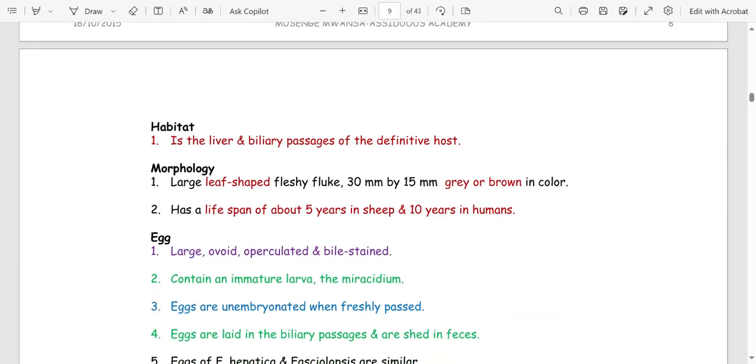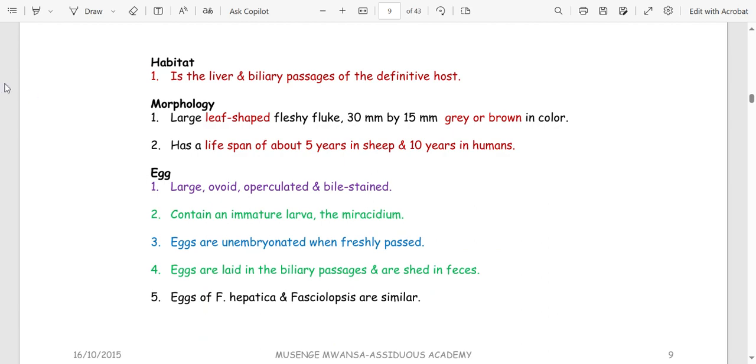Okay. So where does Fasciola hepatica stay? It lives in the biliary passage and also in the liver of the definitive host. The definitive host is basically where sexual reproduction is going to happen. And then the morphology: because it's a trematode, it's leaf shaped. The color is grayish or brown, and it has a lifespan of about 5 years in sheep, and in humans it can stay up to 10 years. So I've got a worm for up to 10 years. That is the adult worm.